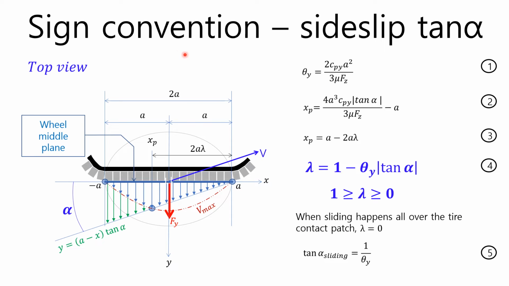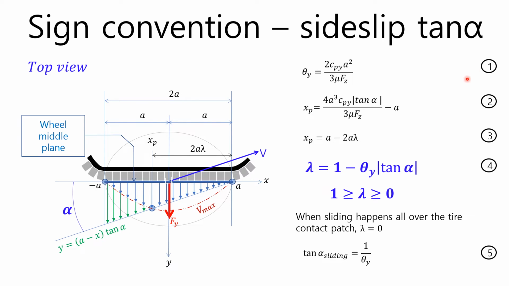Let's look at the sign convention of side slip tangent alpha. In the previous videos, H53 and H55, the equations were formulated assuming that the side slip angle alpha was positive. But from now on, let's consider the case of negative as well.